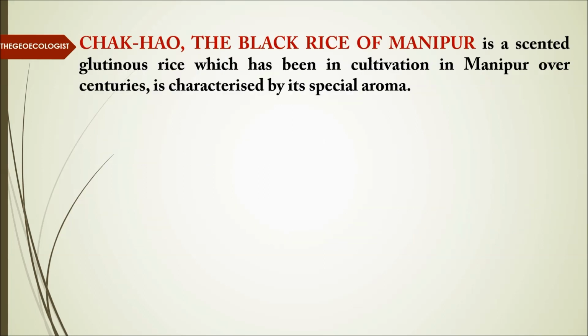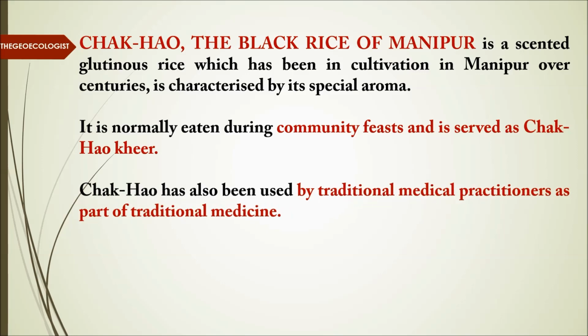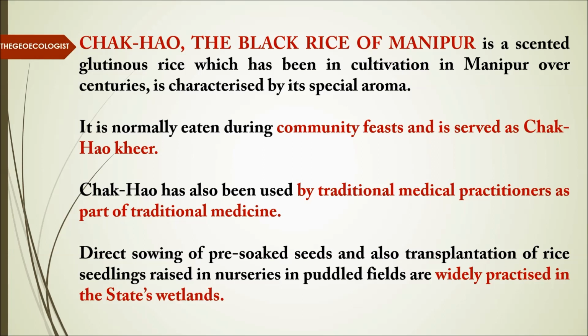Then Chakhao, the black rice of Manipur, very famous already, but yes, it has been finally given the tag. It is one of the important rice varieties that we have, coming from Manipur with a special aroma. It is used in community feasts and is made into kheer. It has also been used traditionally for medicinal purposes. Now, direct sowing of pre-soaked seeds, also transplantation of rice, and puddle fields are widely practiced in the entire wetland area of the valley, that is the Manipur valley. So there it is produced.